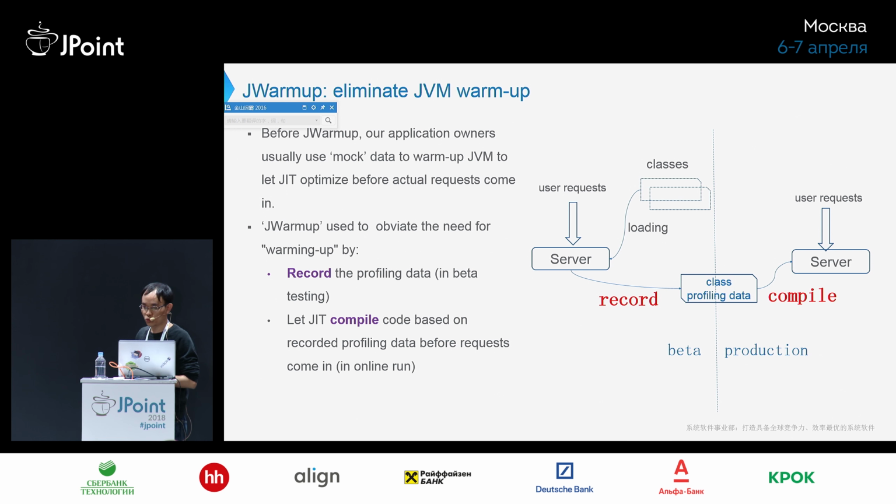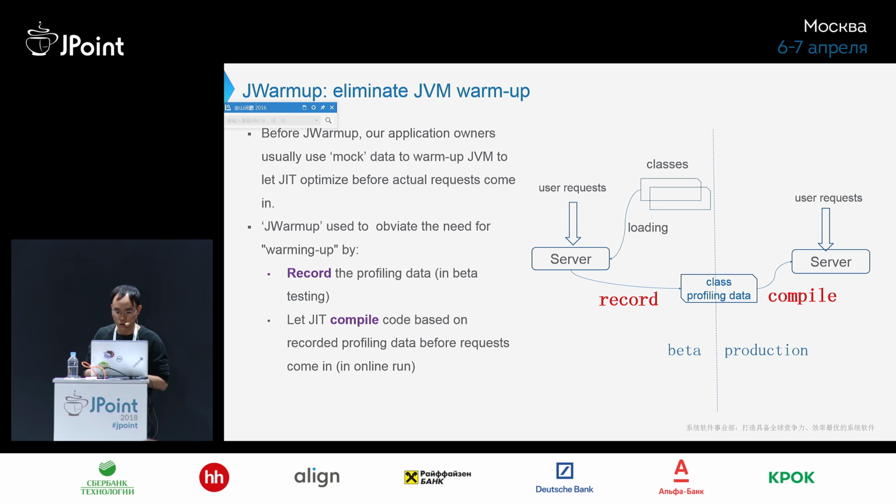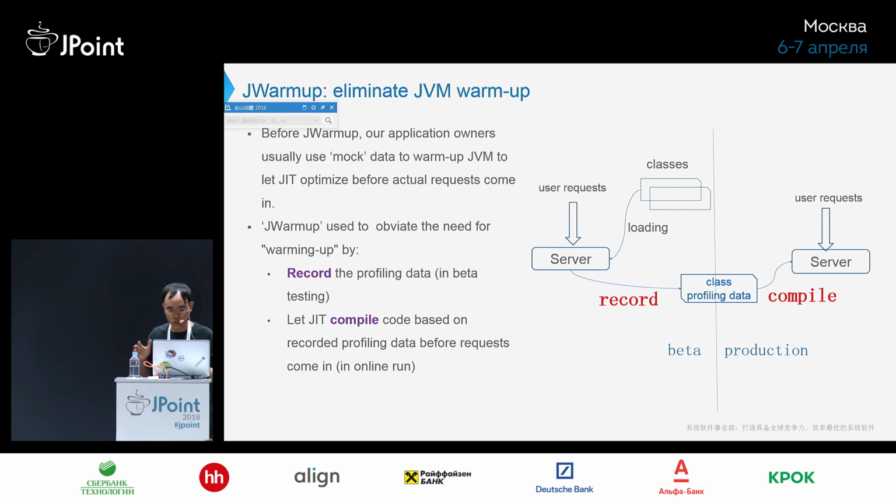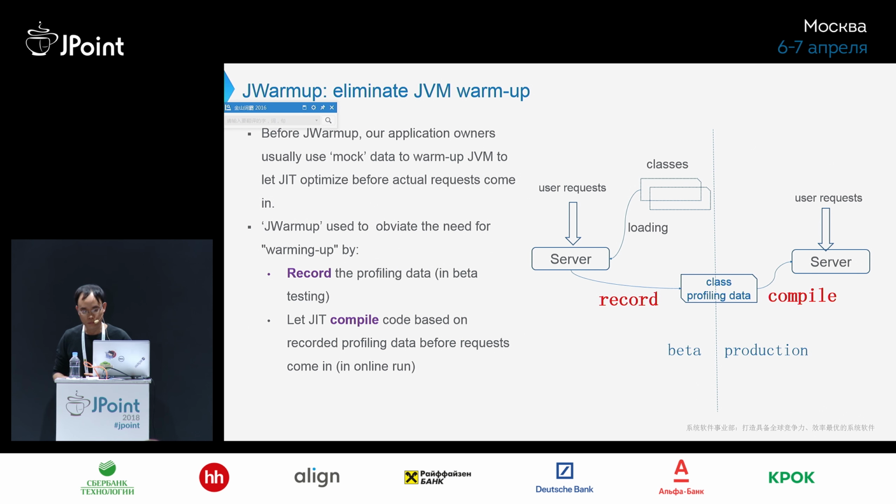Java-map is divided into two key steps. We call them record and compile. In Alibaba, we have two sets of environment. The first we call beta, the second we call production. Both of them receive real user requests, and the same version of the application is deployed in beta and production. In beta, we just record the necessary profiling data. Then in the production environment, we can pre-compile Java methods in advance based on that profiling data.